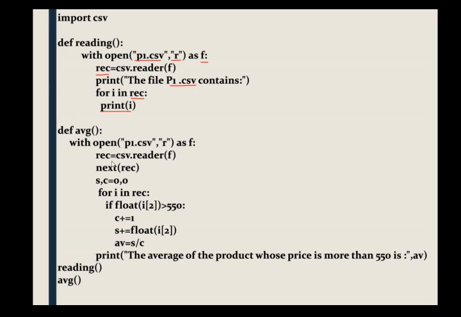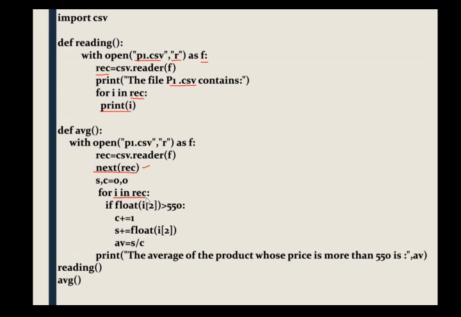Again, reader object rec equals csv.reader. Now see next(rec). This next method returns the current row and advances the iterator to the next row. That is, in our case, it will exclude the first row. The first row was a column header including PID, PName, cost and quantity. And if you haven't used any column header, then you can skip the use of the next method. Two variables are initialized to be 0.